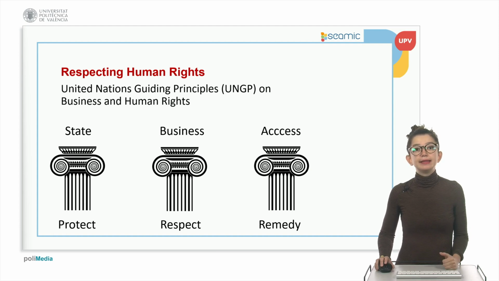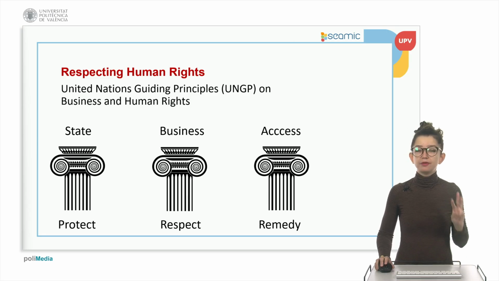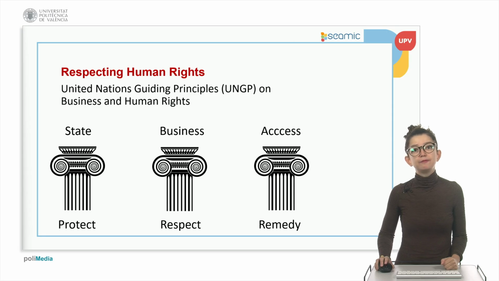Let's see. The first is that the state must respect, protect, and fulfill human rights and fundamental freedoms. Second, companies must respect human rights and comply with the law. And both, this is the third pillar, both the state and companies have to facilitate access to remedies for the victims of violations that have already been committed.